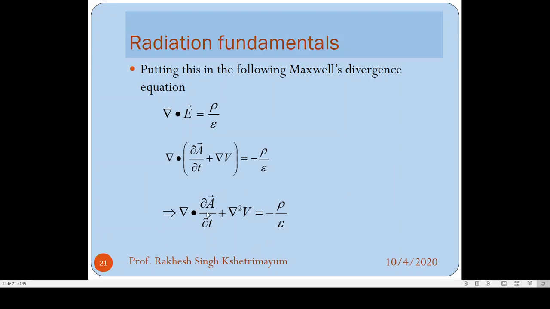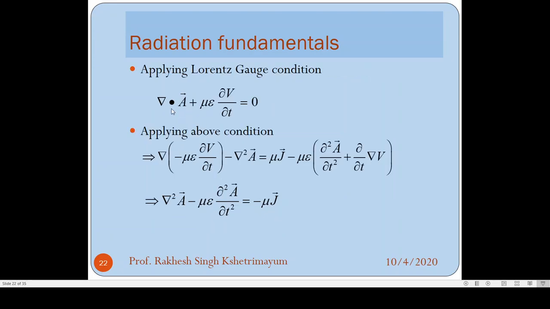So divergence of A is given by the Lorenz gauge condition. Lorenz gauge condition says that divergence of A is equal to minus mu epsilon dou V by dou t. So now if you plug that in the previous equation, you can cancel out terms. The final equation you have for the wave equation for the magnetic vector potential is like this: Laplacian of magnetic vector potential minus mu epsilon dou square A by dou t square is equal to minus mu J. J is the current density.